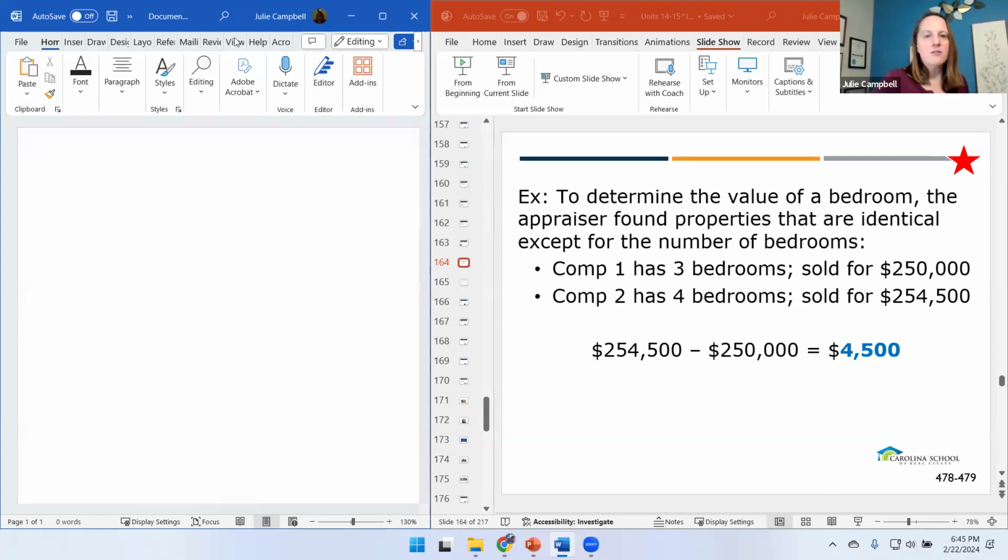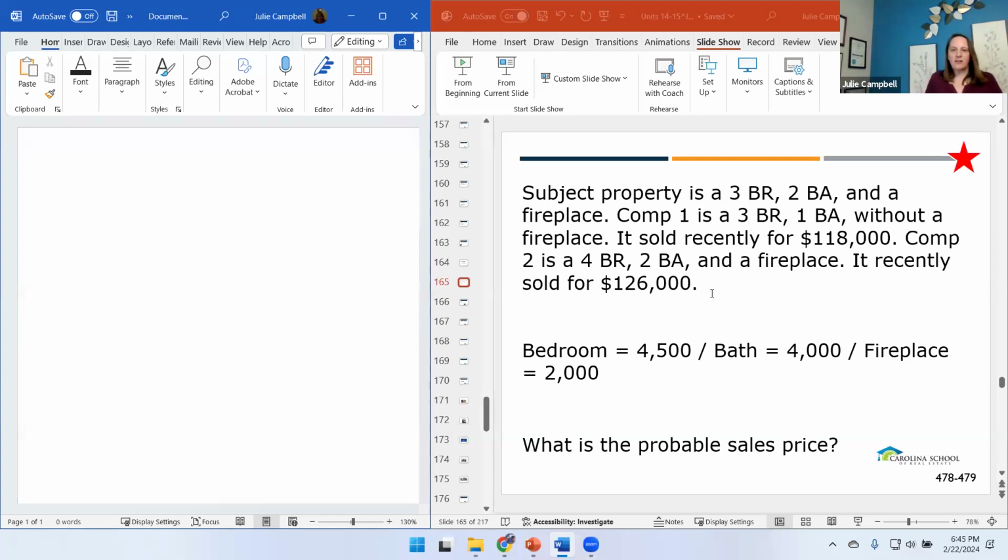So what we're going to see for our exam, it's going to look something like this. It's going to tell us the information on the subject property. Here's some information on comp 1, and here's some information on comp 2. Then it's going to tell us these values. So it's going to tell us the bedroom goes for $4,500, the bathroom goes for $4,000, and the fireplace goes for $2,000. For your exam, when you guys are doing these, I suggest setting yourself up in nice, neat columns and rows, very similar to what we saw on page 469. So you have your subject property, you have your comps.